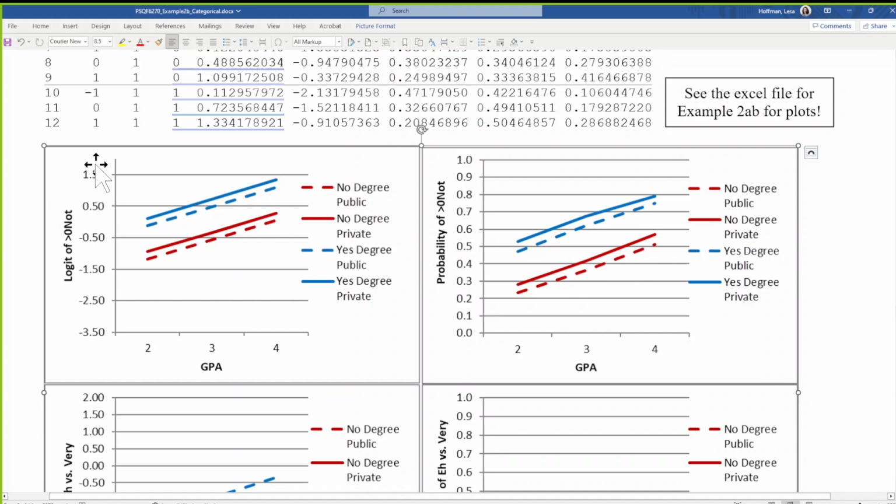I can take these predicted logits and turn them into predicted probabilities: e to the logit over 1 plus e to the logit. That's my inverse link. And these lines look a little bit bendy because probability has to shut off. So the model is predicting a linear slope of GPA in logits. That translates into a nonlinear slope the closer you get to 0 or 1.